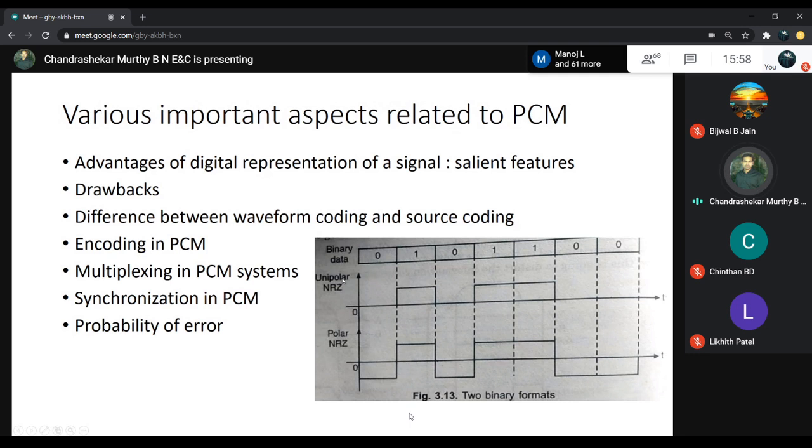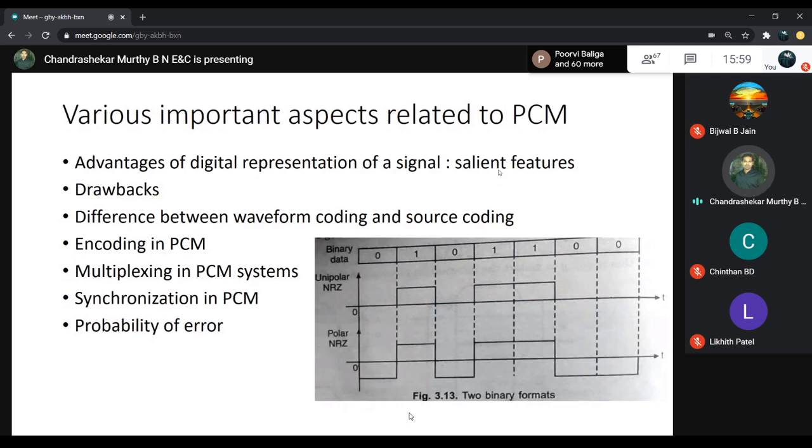Other aspects of PCM: some of the advantages of digital representation of signals, some of the salient features. As we know, we have so many advantages compared to analog modulation. Pulse code modulation converts the analog signal into a discrete signal, represented in digital form. So there are a lot of advantages compared to analog.